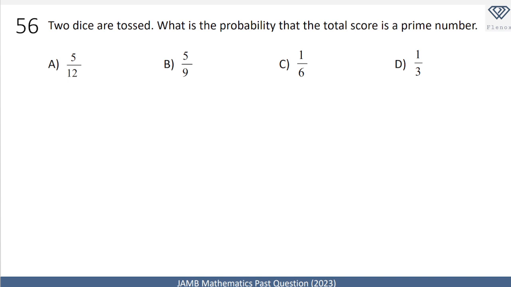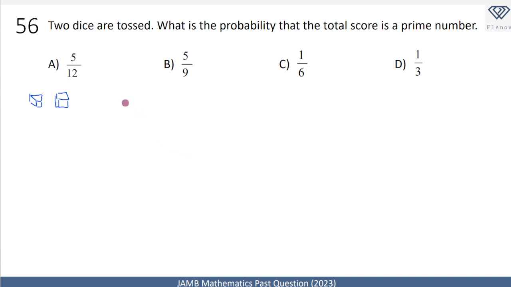Now, we're told in question 56 that 2 dice are tossed. What is the probability that the total score is a prime number? So the way to think about it, you have 2 dice, and forgive my drawing. A die has six sides, and each of these sides is labeled 1 to 6. So you take the 2 dice and you toss them up. Now they're going to show 2 numbers on the face. When you sum those 2 numbers up, what is the probability that they are prime?